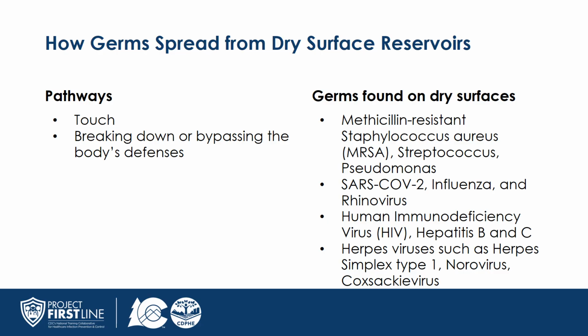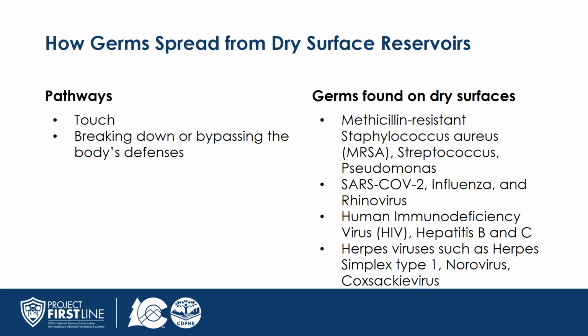The pathways for germs to spread from dry surfaces are, first, through touch, particularly high-touch surfaces. Oftentimes, healthcare workers will touch surfaces with their hands and then spread those germs to other surfaces, people, or even to devices and instruments. For example, a dental mirror that was contaminated by the hand of a dental healthcare worker could touch the mucous membrane of the mouth and spread germs to the patient.